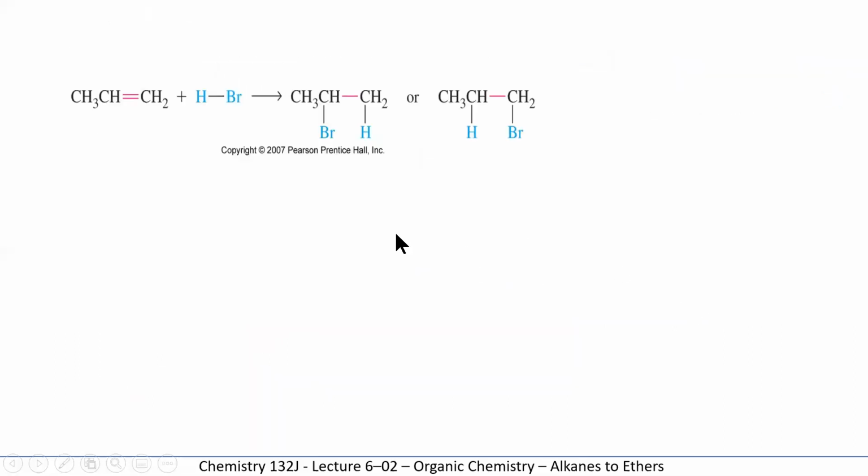Now, it is a bit of a problem whenever you're adding an asymmetrical reactant. In this case, hydrogen bromide. You have one hydrogen atom, one bromine atom. Where does the hydrogen go? Where does the bromine go? Well, there's a 50-50 probability that one ends up on one side, one ends up on the other. But in reality, that's not what happens.